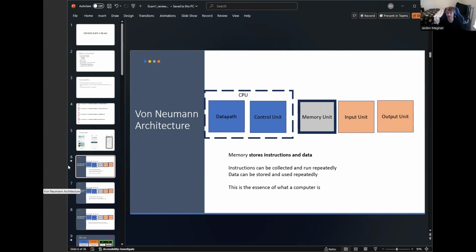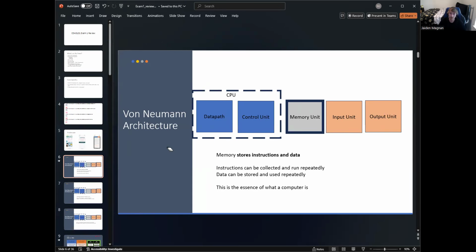Okay. So I'll start going into the content now. The first thing up is the von Neumann architecture.